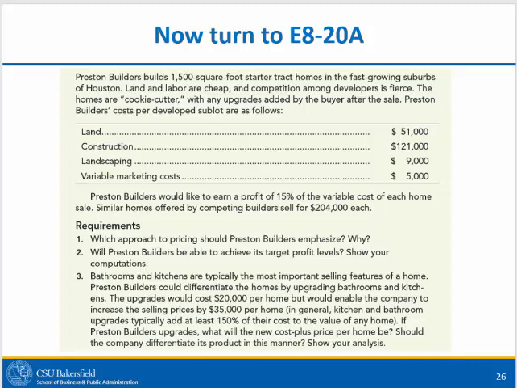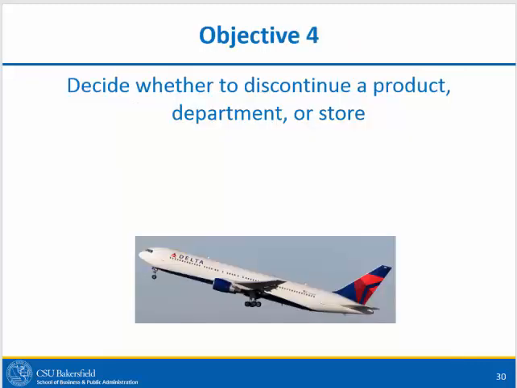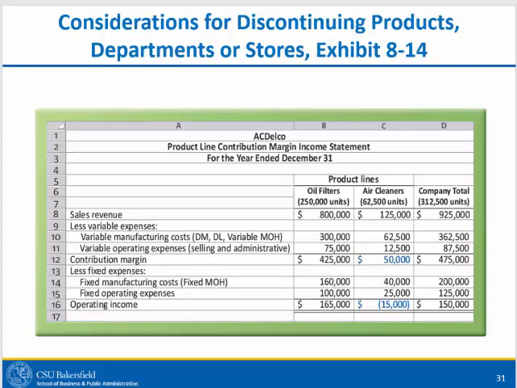So now let's get into objective 4, decide whether to discontinue a product, department, or store. There are many times that you may feel that one of your products, or one of your stores, or one of your departments is not really profitable, causing a lot of trouble. So maybe I should discontinue that.